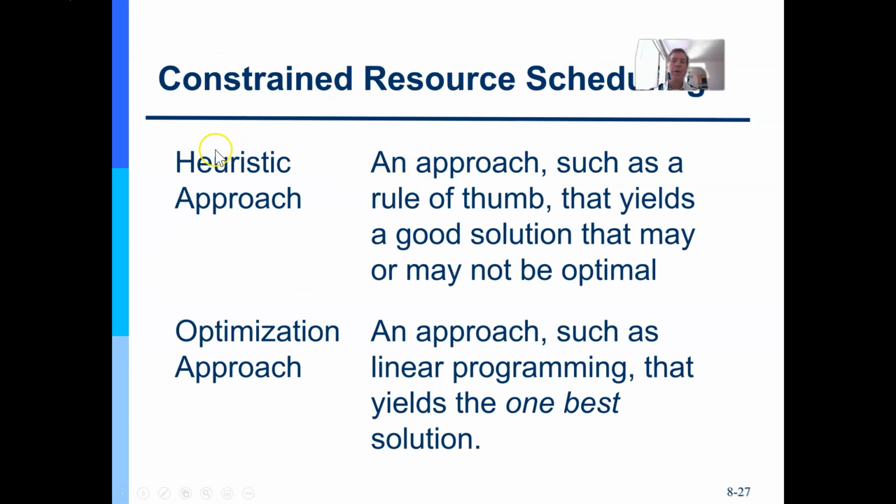Okay. Now, a heuristic approach, that's a French term. Basically, it means a rule of thumb. That's what a heuristic is. So it's an approach that we call a rule of thumb that is going to result in a good solution all the time, right? And so an optimized approach, though, would use linear programming.